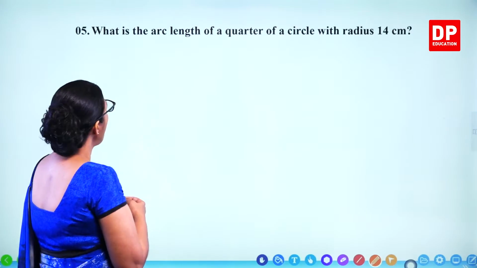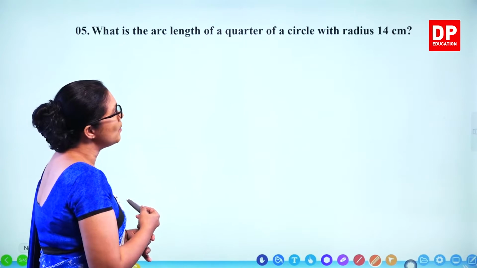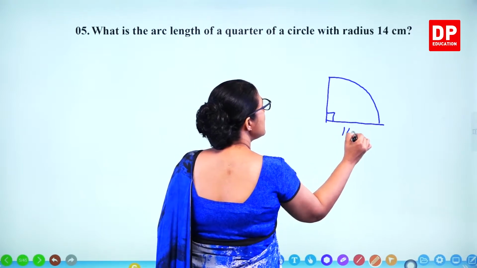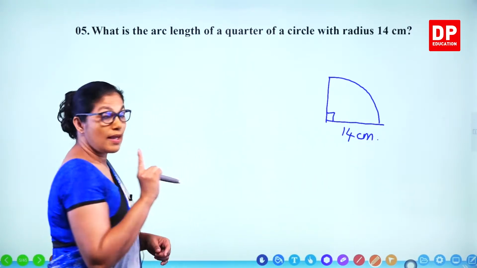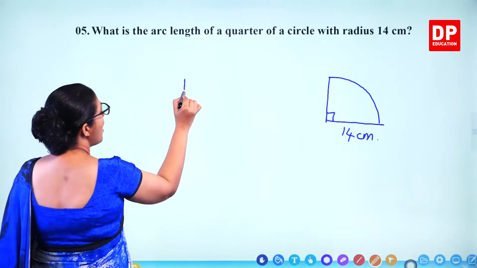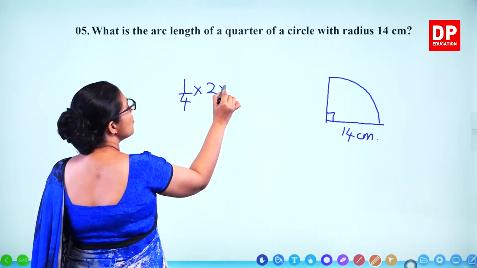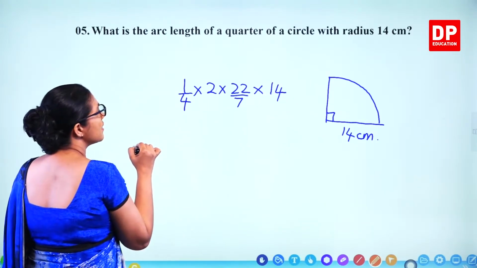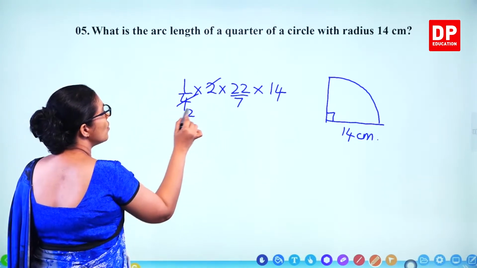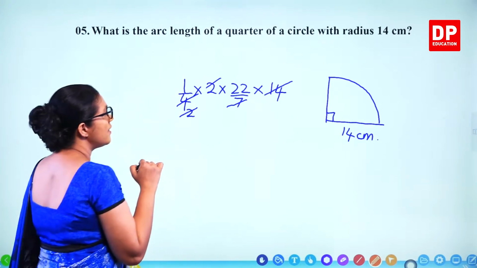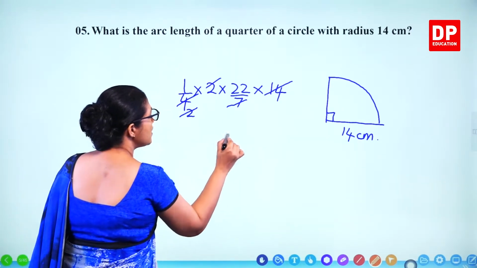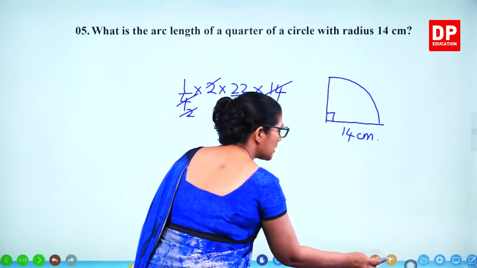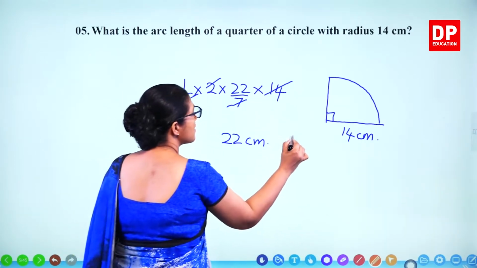Question number 5. What is the arc length of a quarter of a circle with radius 14? So if I draw this, it's something like this. 14 centimeters there as the radius. So arc length is 1/4 of 2 pi r. 2 into pi, we can take 22 over 7 and radius is 14. 2 and this 4, you get 2. 7 times 2, 14. With this 14 and you get 22 centimeters is the arc length. So you get 2 marks.